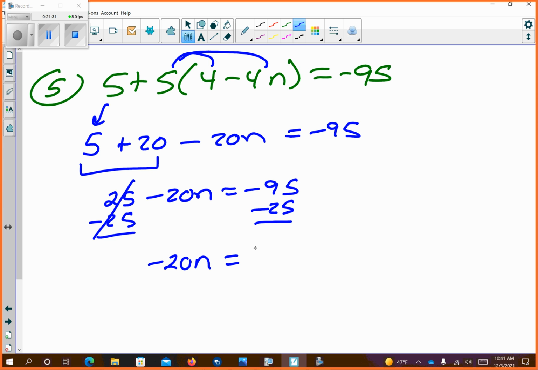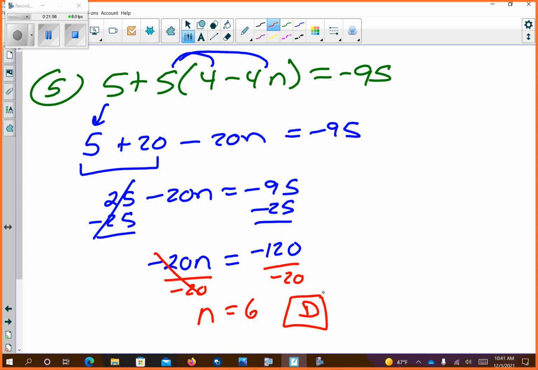-95, -25. Something costs $95, something costs $25. I think I would owe -120. How do I get the n by itself? Divide each side by 20. I like it. Negative over negative should be positive. 20 goes into 120 6 times. So it looks like the answer to this one's D. Again, write down any work so when you double check it, you can make sure you feel comfortable with it.